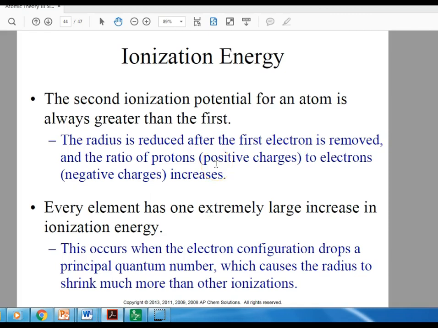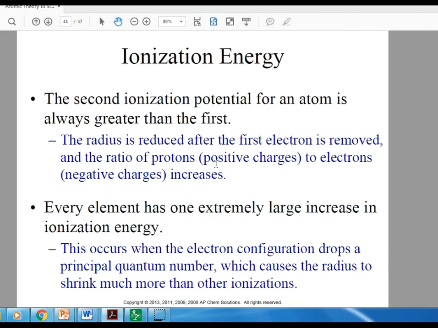Alright, so picking up on your notes, this kind of summarizes what we were saying. The second ionization energy is always greater than the first, and the third is always greater than the second, and the fourth is always greater, and so on and so forth. Because when you remove an electron, you reduce the radius. So the ratio of protons, your positive charge, to your negative charge is now greater, and those electrons are going to be pulled in tighter. So the second one's going to be harder to remove, then they'll pull in even tighter, third one's harder to remove, etc.